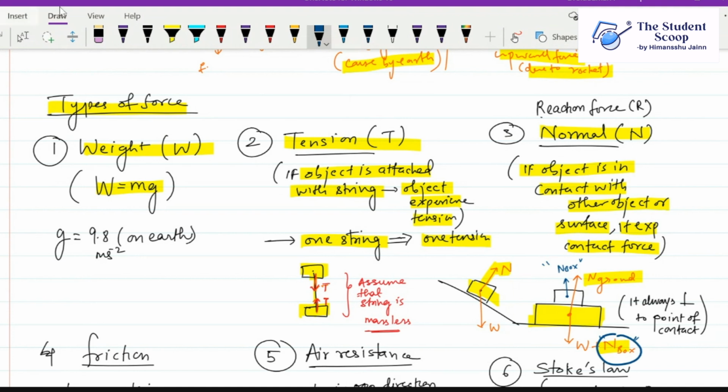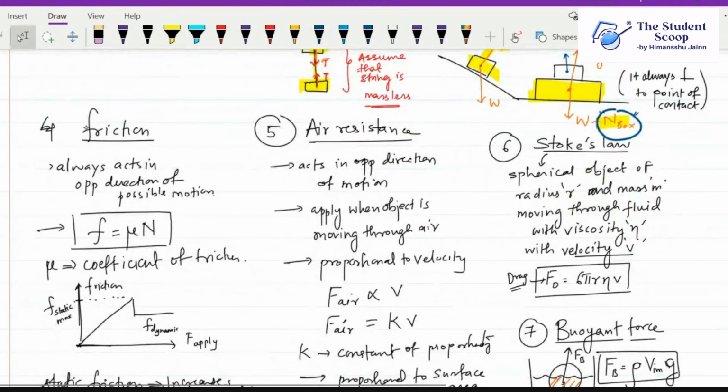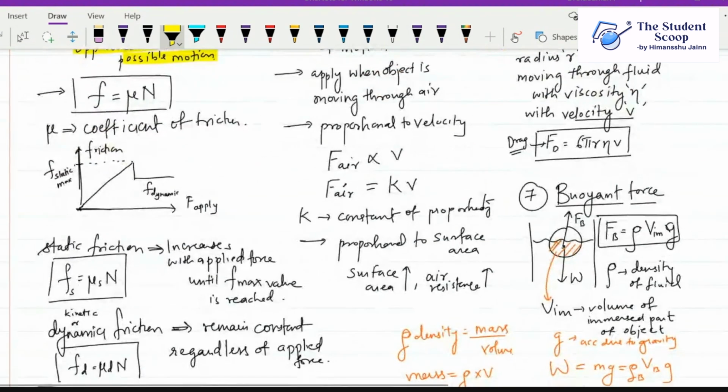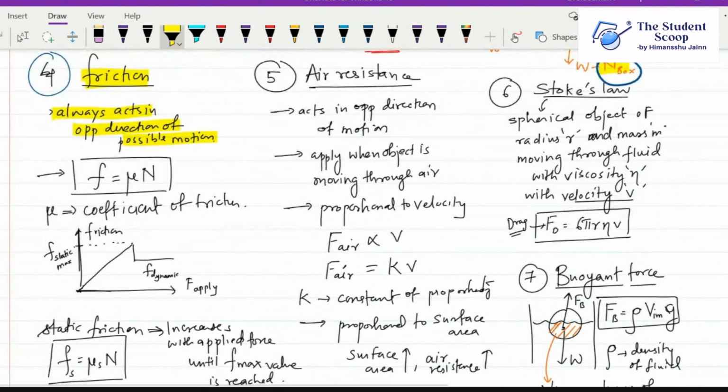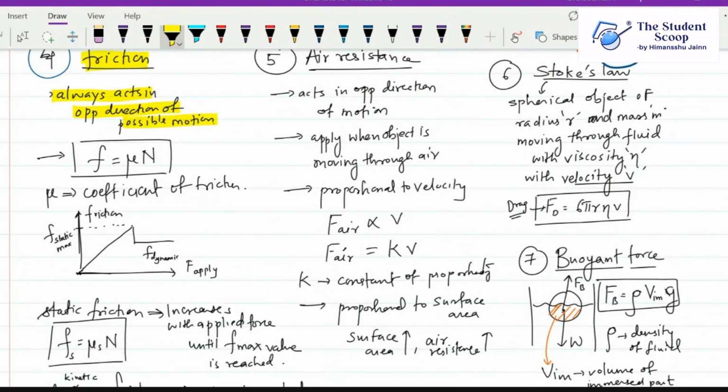Then we are going to talk about another force, that is friction. Friction is very special. Friction always acts in the opposite direction of the possible motion. And when I say possible motion, it doesn't mean that the object needs to move. For stationary cases, we have static friction. For moving object cases, we have dynamic friction, or kinetic, whatever we can call it. But it is in the direction opposite to the possible motion.